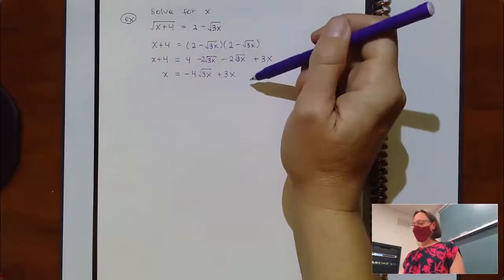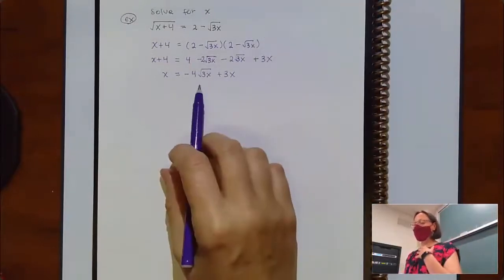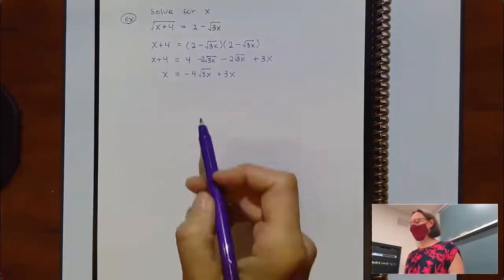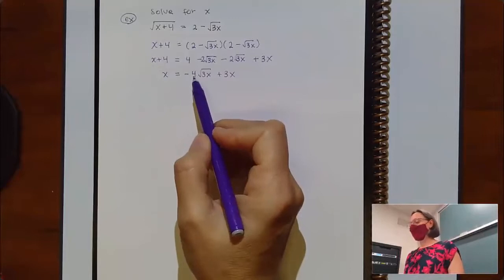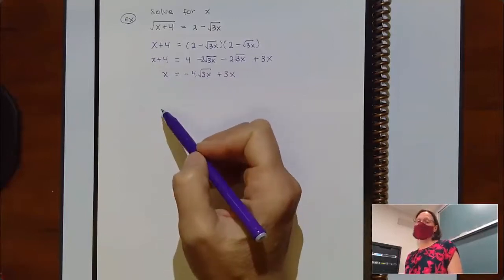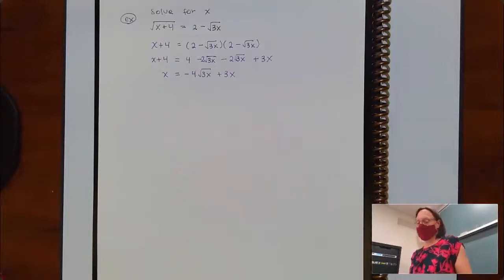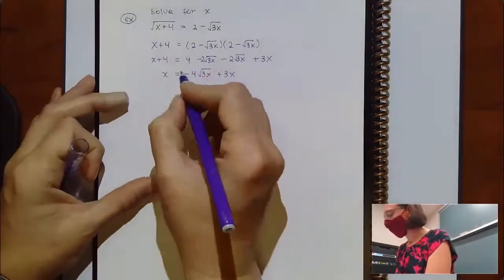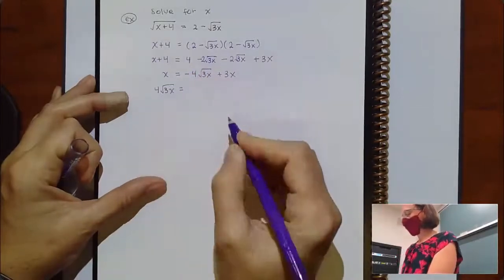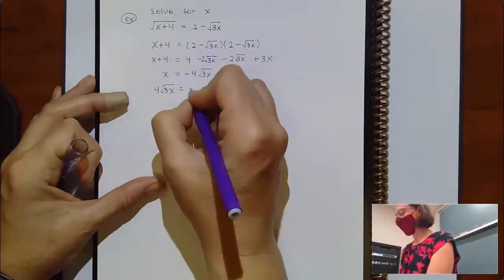Working up to this point, personally, I like all of my things to have positive coefficients. So I would choose to add the 4 square root of 3x over here and subtract the x from both sides because I prefer to have positive things. It shouldn't make a difference, so if you did it the other way, it's totally fine. But when I subtract that x over, I'll have 2x.